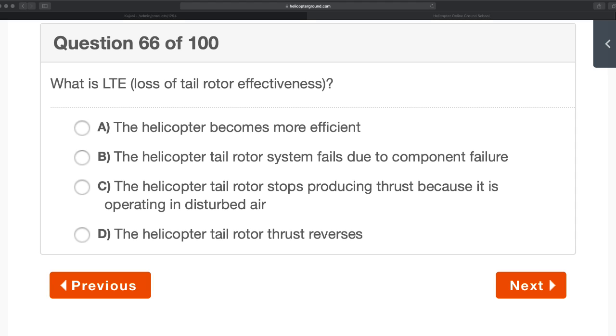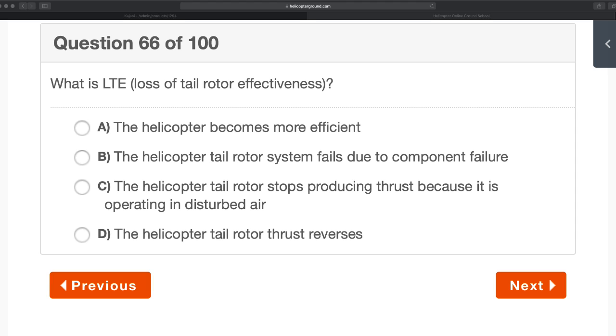Which is not one of the dangerous winds to consider in the prevention of LTE, loss of tail rotor effectiveness? A, quartering left wind. B, wind straight in from the left. C, tailwind. D, wind straight in from the front. If you are flying a helicopter, you need to know this. Correct answer is D.